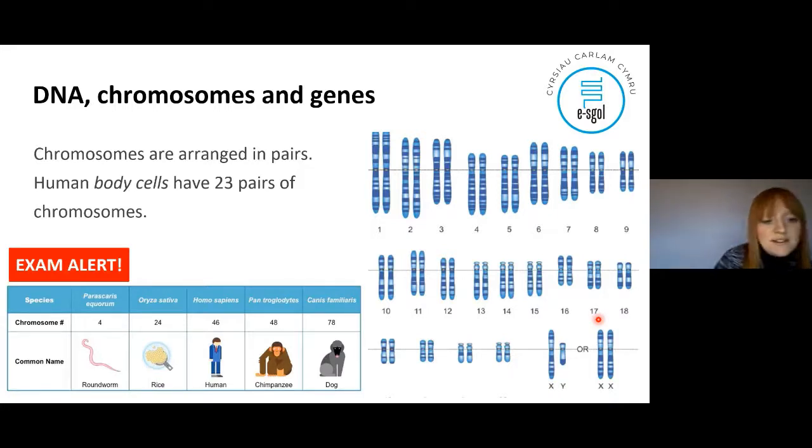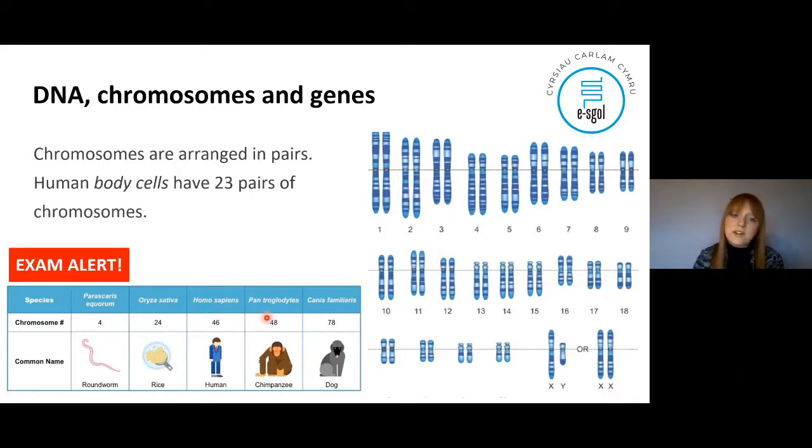Now, I've just put in a little bit of information there. You have to learn that there are 23 pairs of chromosomes in human body cells. The exam board will expect you to know that fact. So in other words, we have 46 chromosomes in our cells. Here we are, Homo sapiens, down the bottom here. However, other species have different numbers of chromosomes. And the exam board can give different examples of different organisms, and you would have to be able to tell them how many chromosomes are in their body cells or how many chromosomes are in their sex cells.